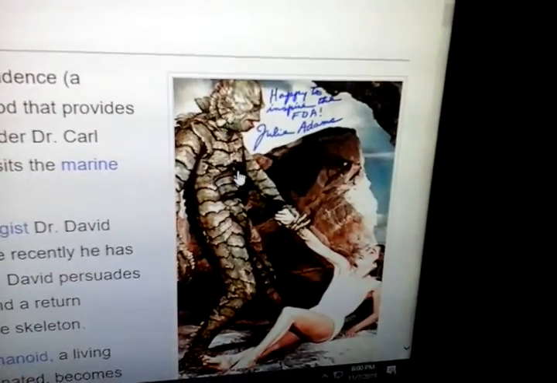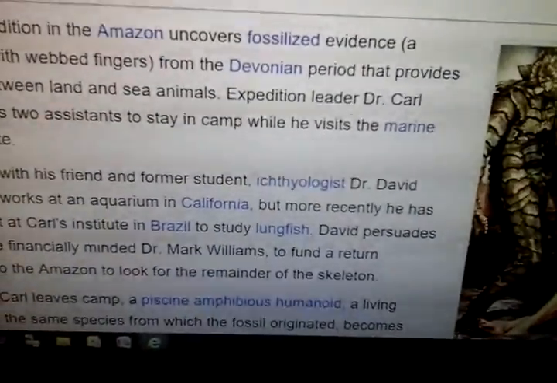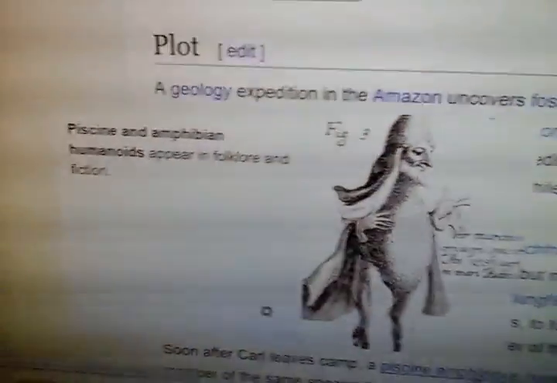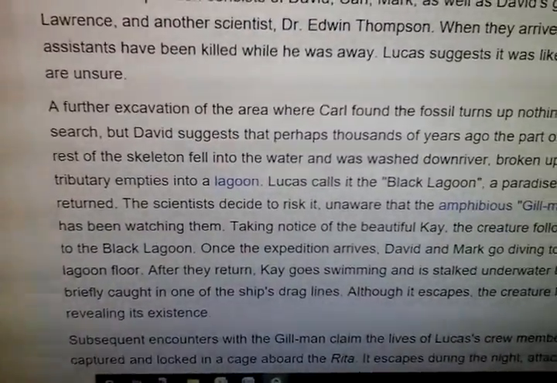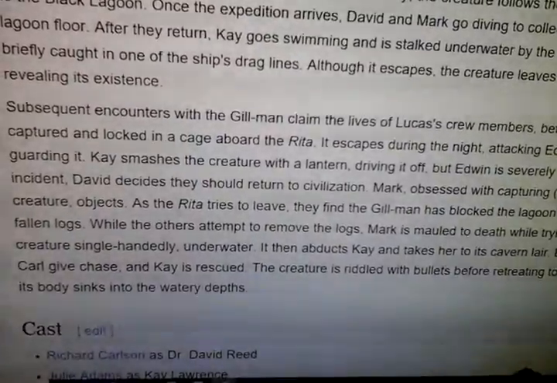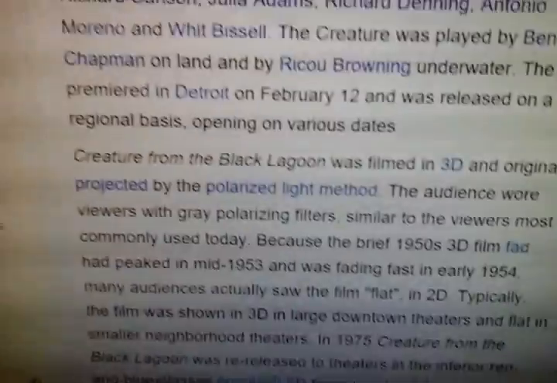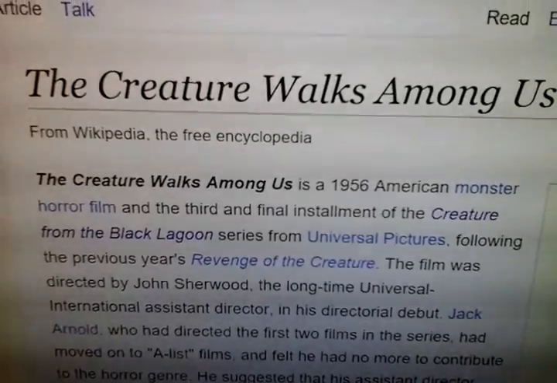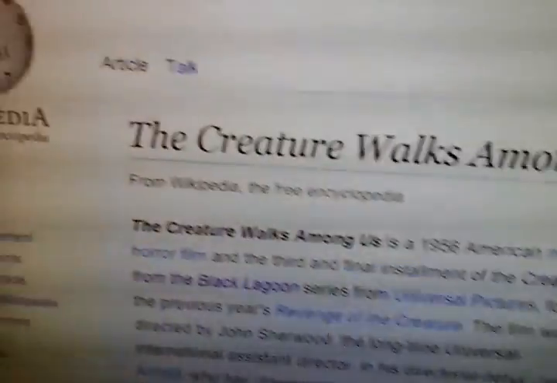So this is a humanoid amphibian, right? And look at this color, green. So it's a Piscine humanoid amphibian. Now, check this out. Let's keep on going. So where did they get this movie called Shape of Water from, and the Black Lagoon and things like that? So you got the Black Lagoon, and then you have here, in 1956, The Creature Walks Among Us. It's the third and final installment from the Black Lagoon. And look at the creature.